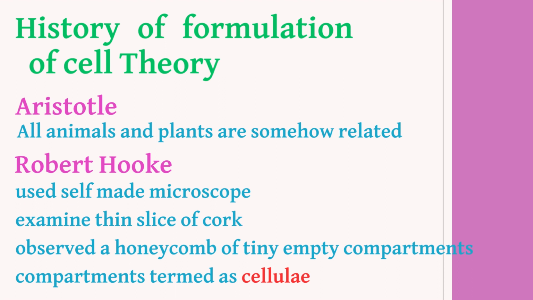Robert Hooke. Robert Hooke is a British scientist. He first described the cell in 1665. He prepared a light microscope and used it to examine a thin slice of cork. Hooke observed a honeycomb in which tiny empty compartments are present. He called these compartments present in cork cellulae. Later on, we know this term as cell.